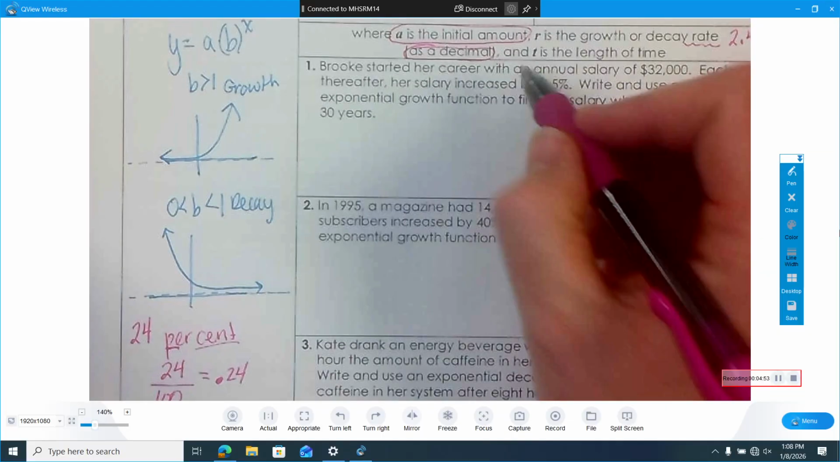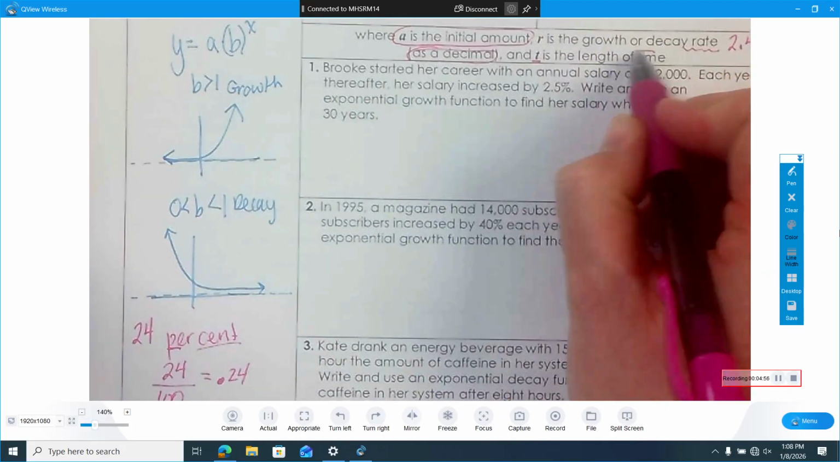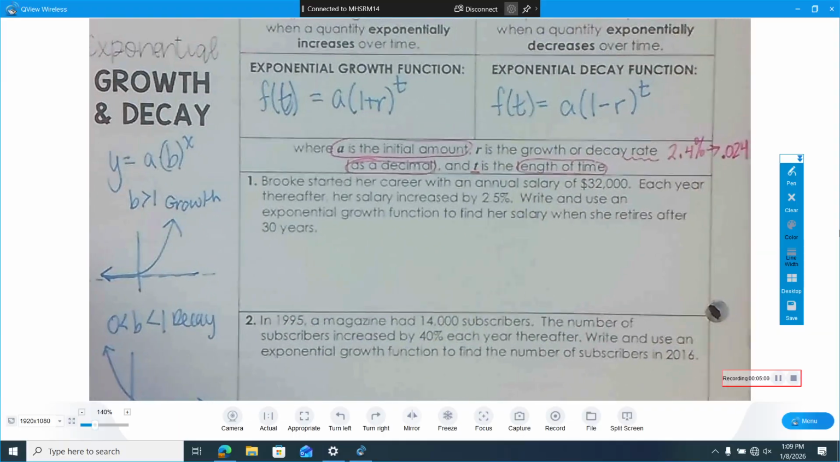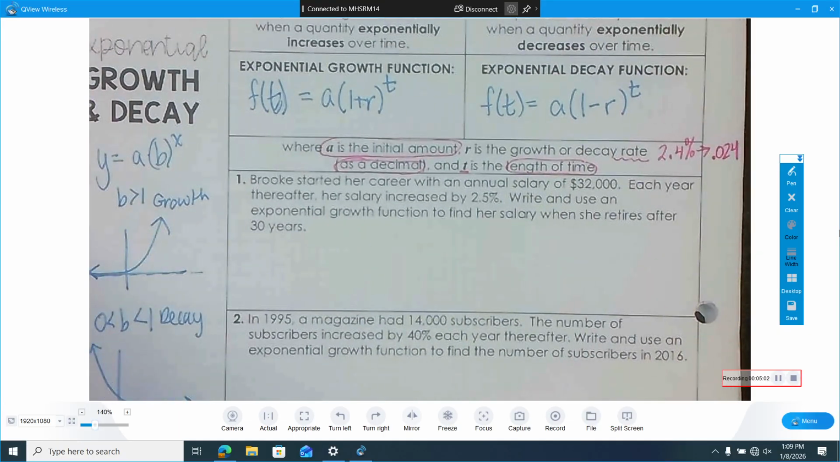And then T is the length of time that we're dealing with. So all of these letters have definitions, and we just had to figure out what goes where, which is kind of nice.